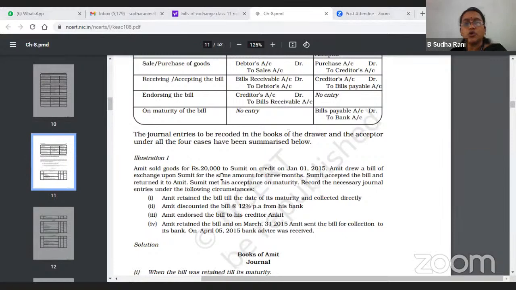Yeah. So Amit, in the books of Amit. Let me take this again. Who is the drawer here? Amit. Okay, Amit books.